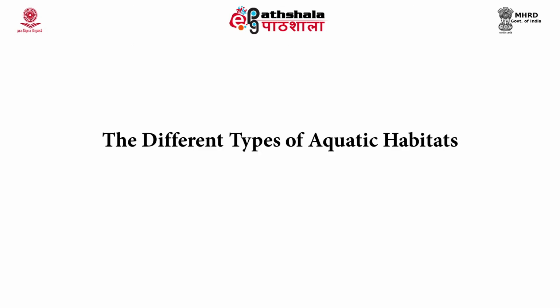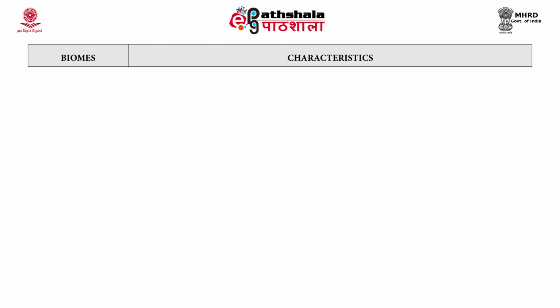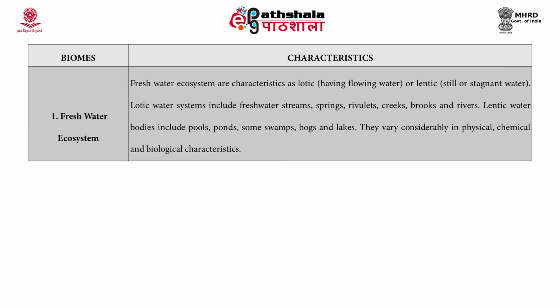Aquatic habitat can also be broadly divided into the following biomes. We have the freshwater ecosystem. The characteristics of freshwater ecosystems are lotic, that means having flowing water, or lentic, that is still or stagnant water. Lotic water systems include freshwater streams, springs, rivulets, creeks, brooks and rivers. Lentic water bodies include pools, ponds, some swamps, bogs and lakes. They vary considerably in physical, chemical and biological characteristics.